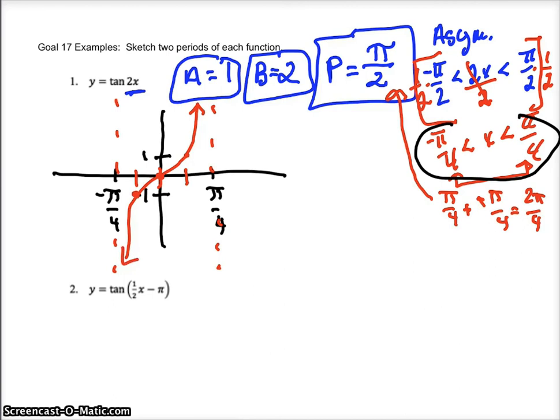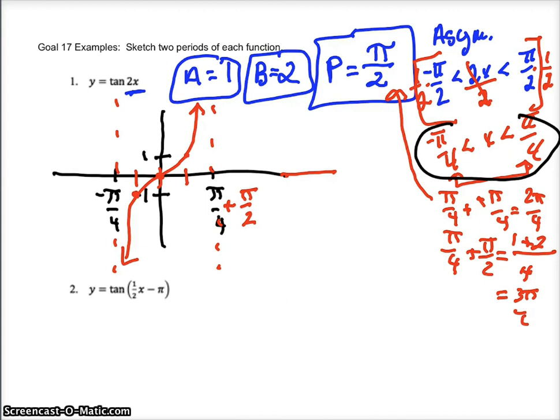To sketch a second period, we would always add the period to the endpoint. Pi over 4 plus pi over 2. We want a common denominator of 4, so that is 1 plus 2, or 3 pi over 4. And we'll divide it with our quarter marks, and then we are at negative a, midpoint, positive a.